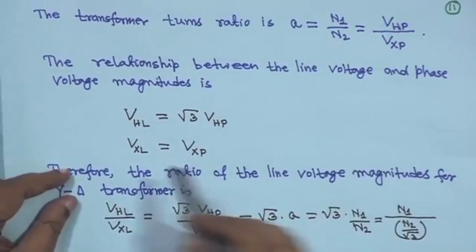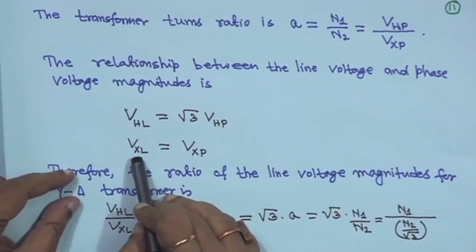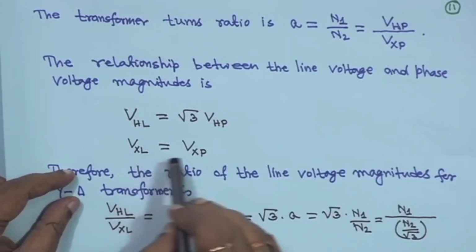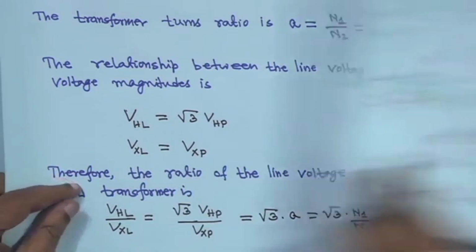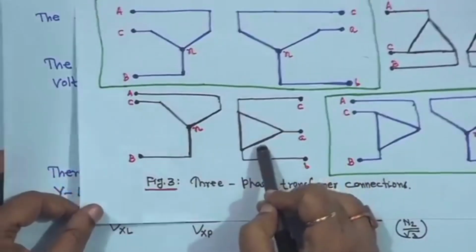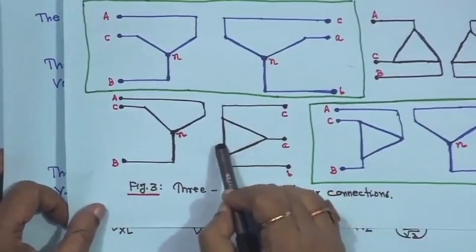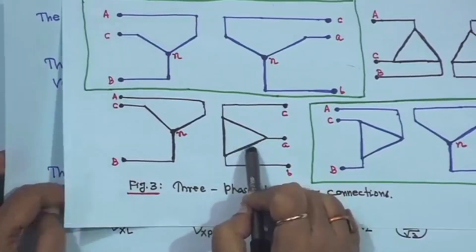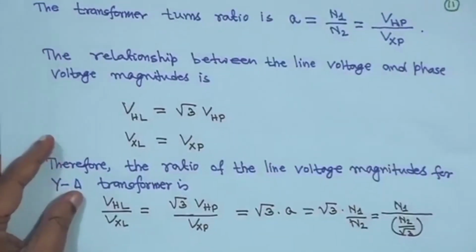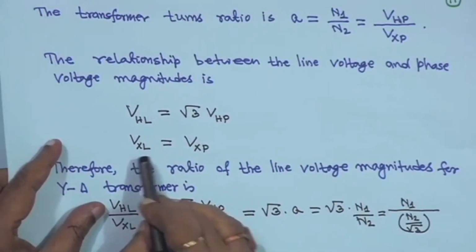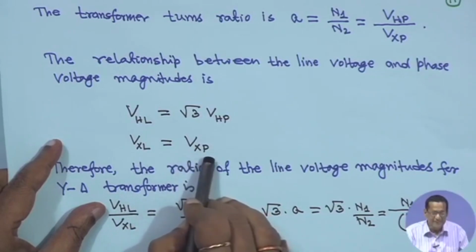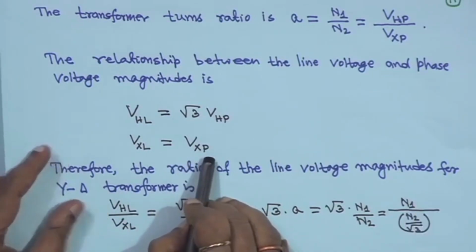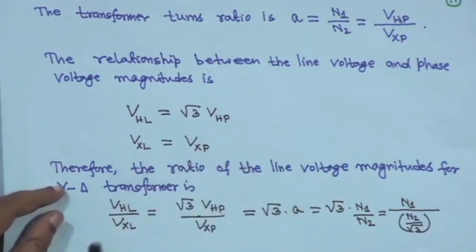Similarly, for the low voltage side, X stands for the low voltage side. Line voltage is equal to phase voltage, because it is a delta connection. So line voltage and phase voltage are both the same, which is why we write it as VXL, the low voltage side line voltage, equal to VXP, the low voltage side phase voltage. I think it is now clear to you, right?